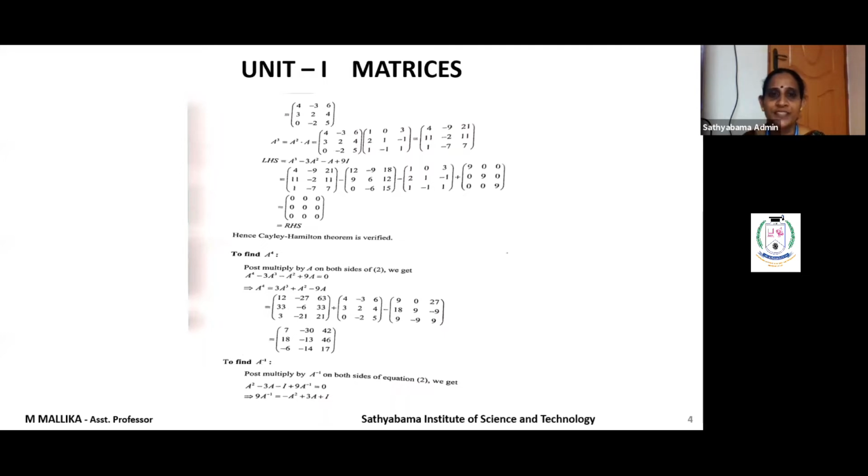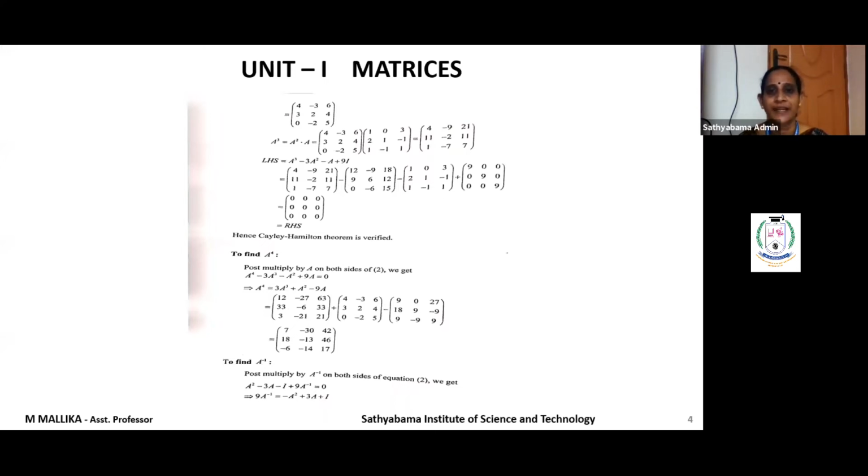What you should do is simply substitute the matrix values. So the first matrix is A cube. I have substituted the A cube matrix. Then minus 3 times A square. What do we mean by 3 times A square? You have to multiply each and every element of A square by 3. The A square matrix is 4, minus 3, 6, 3, 2, 4, 0, minus 2, 5. Multiply each and every element of that matrix by 3. You will be getting 12, minus 9, 18, 9, 6, 12, 0, minus 6, and 15.